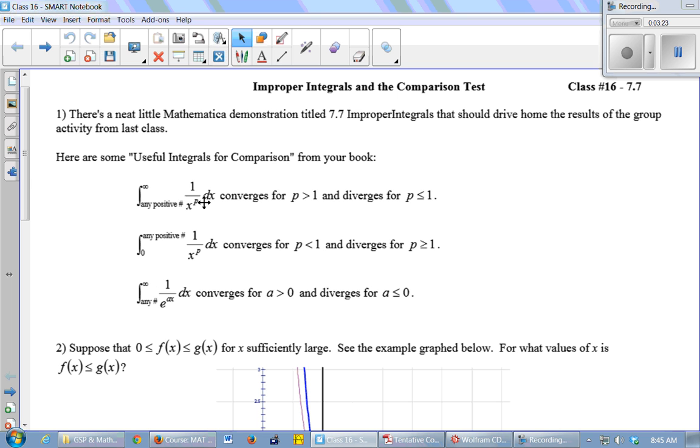And if you look at that same function, but integrate from 0 to any positive number, we looked at 1, but it's true for any positive number, of 1 over x to the p dx. If p is less than 1, it converges, and bigger than or equal to 1, it diverges. And then the integral from any number to infinity of 1 over e to the ax, it converges for a positive and diverges for a negative.